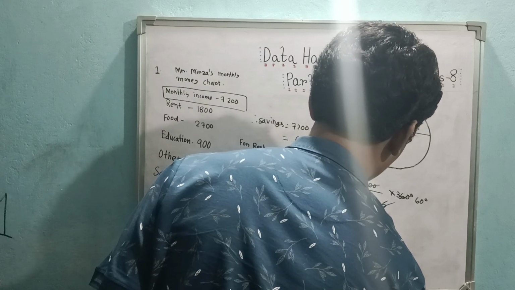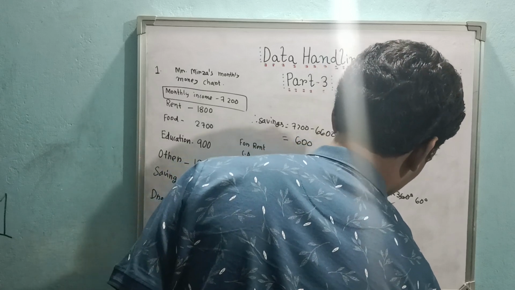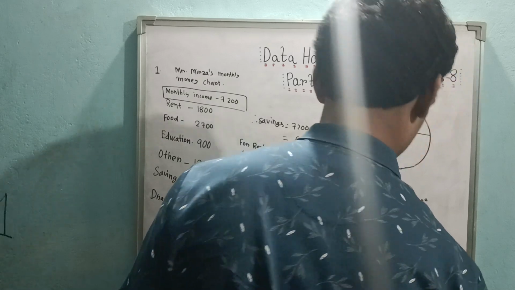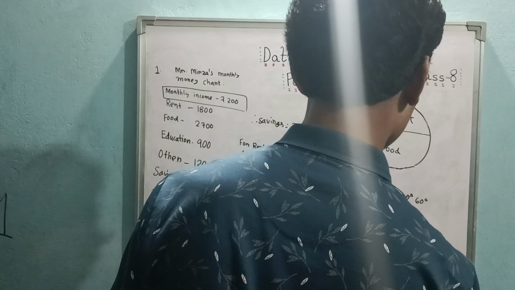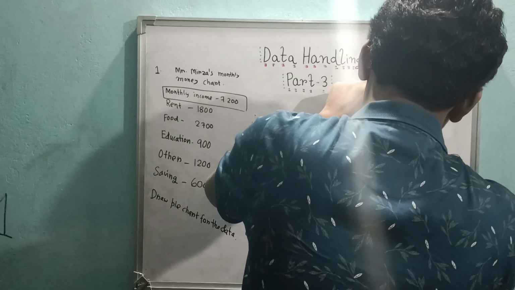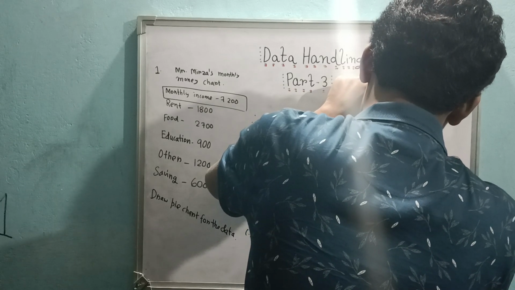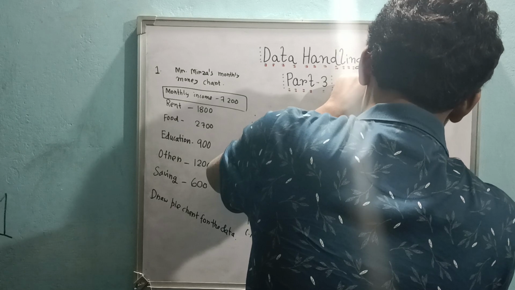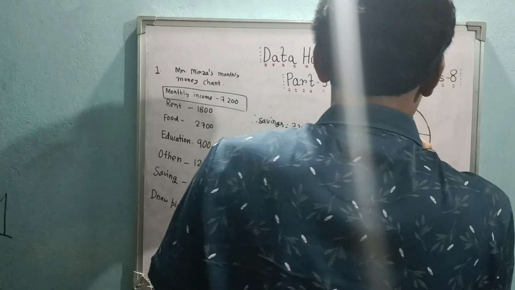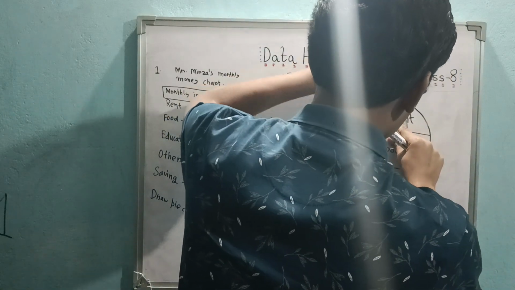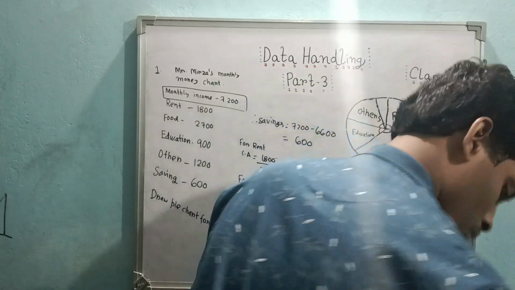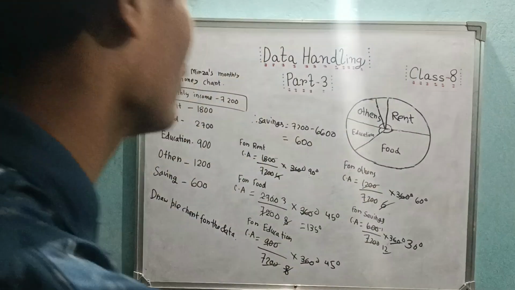CA equal to 600 by 7200 into 360 degree. That is 30 degree. Is this 30 degree? I think it's something more than that. Keep it straight as an arrow. Oh wait, that is 30 degree actually. See guys, I'm putting the protractor here and this is 30 degree. Wow. See the accuracy of the pie chart. Oh, not my protractor, sorry. The protractor is not accurate.